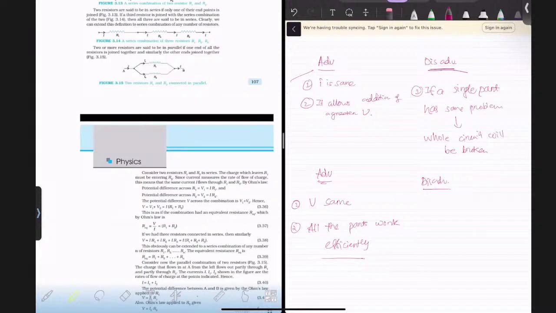डिसएडवांटेज क्या होगा यहाँ पे? एडिशनल वोल्टेज ऐड नहीं कर सकते. No additional voltage can be added.